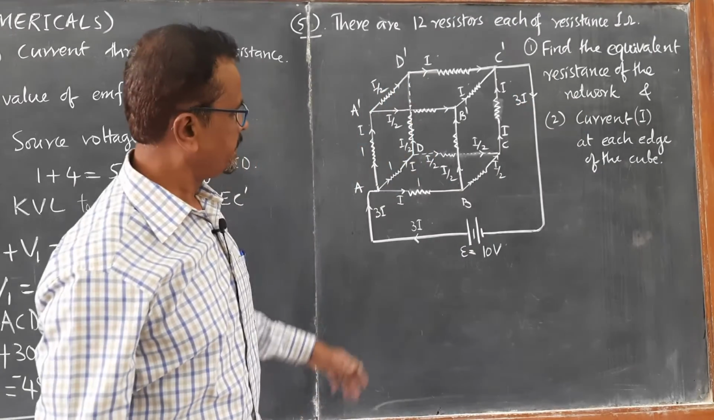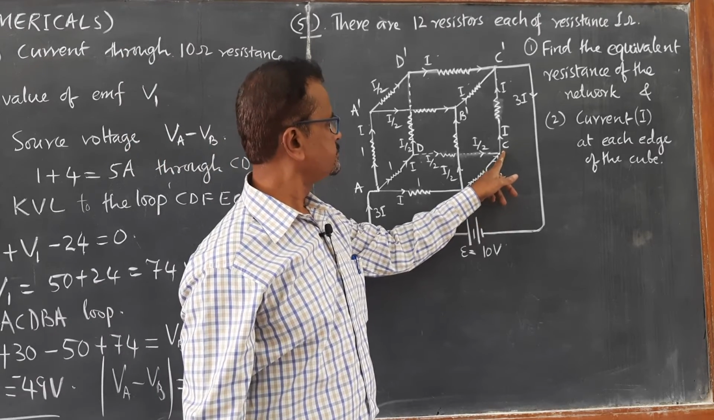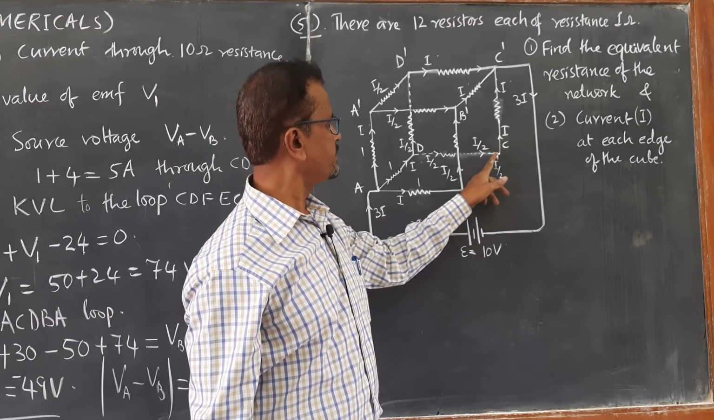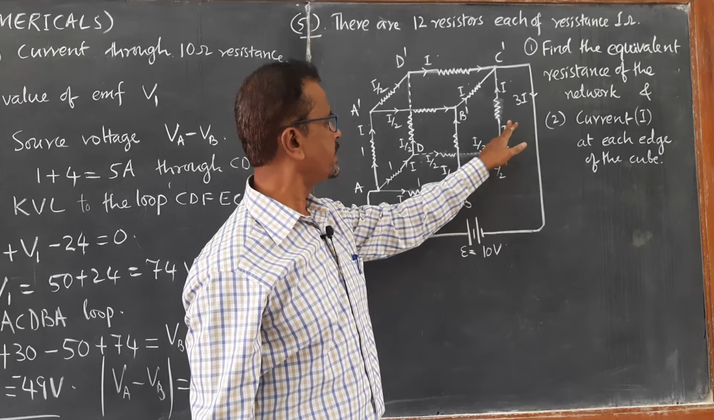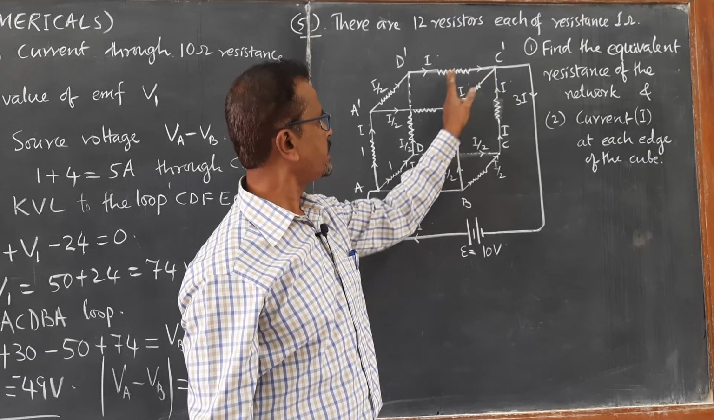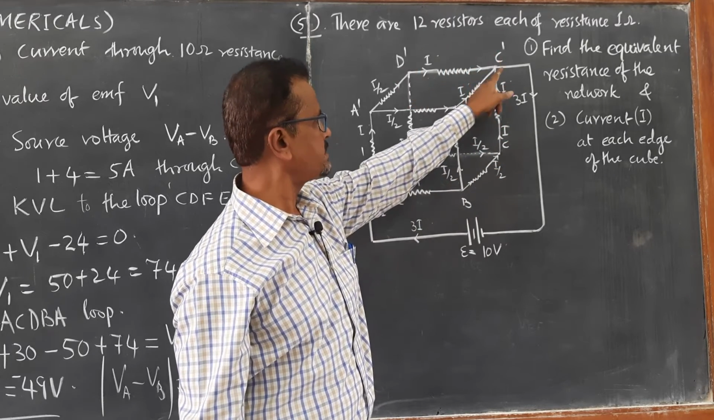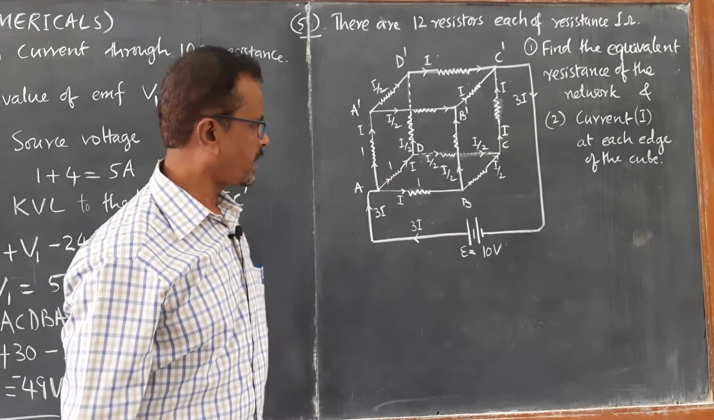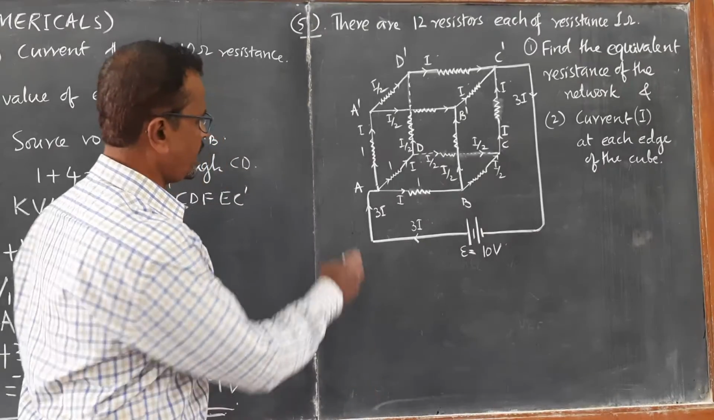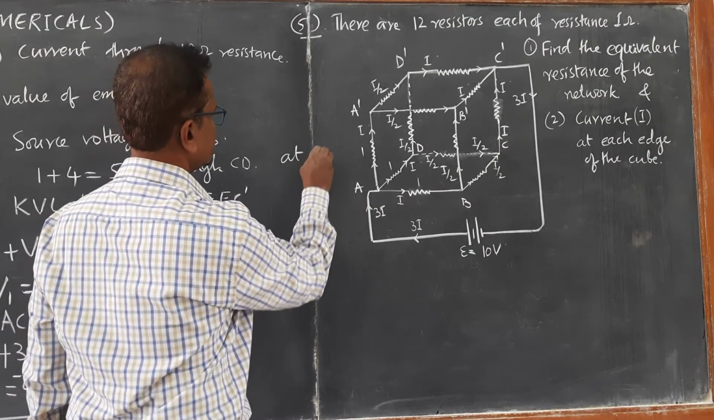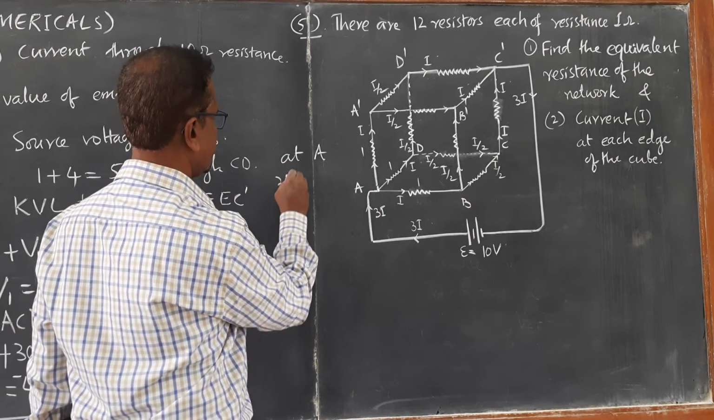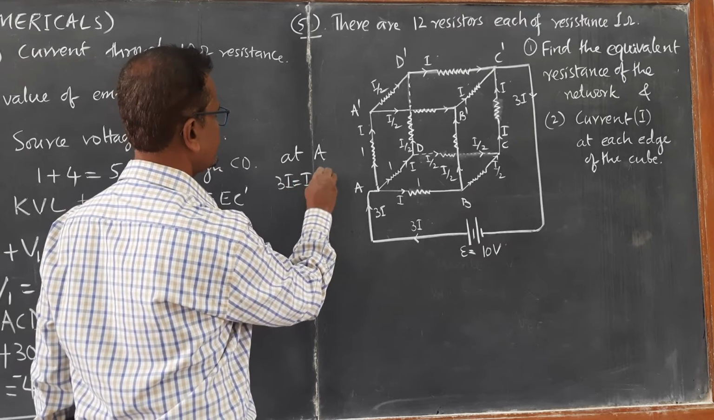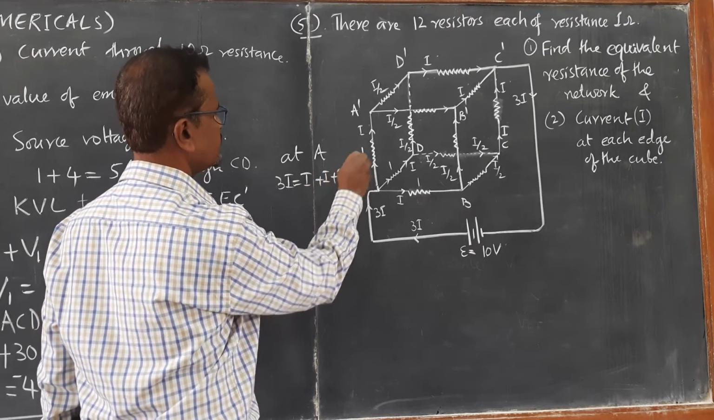So from the symmetry, right? Here I by 2 add together to give you main current I. Here also main current I, here also main current I. So at C dash, I plus I plus I, it is going to give you 3I. At A, you can see 3I is splitting into I plus I plus I.